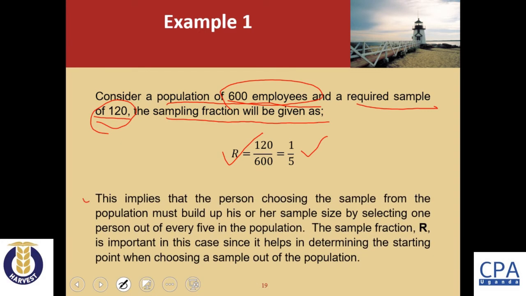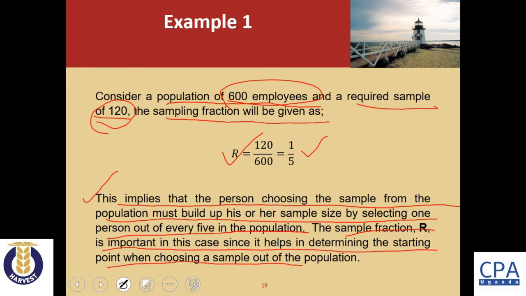This implies that the person choosing the sample from the population must build up the sample by selecting one person out of every 5 in the population. So we count 5 and select 1. We bundle 5, select 1. That is exactly how the method works. The sampling fraction is important in this case since it helps in determining the starting point when choosing the sample out of the population.